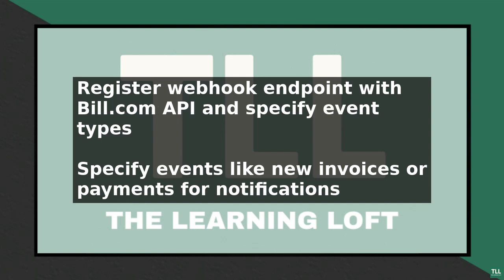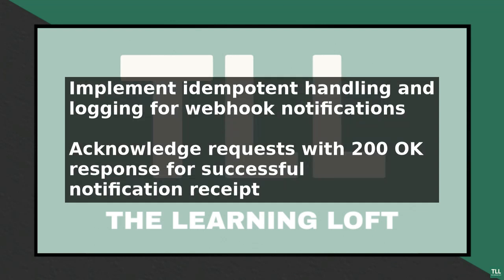Best practices for working with the Bill.com API webhooks include implementing idempotent handling, which ensures that your endpoint can handle duplicate notifications without causing issues. You should also implement logging and monitoring to track webhook notifications and detect any potential issues.